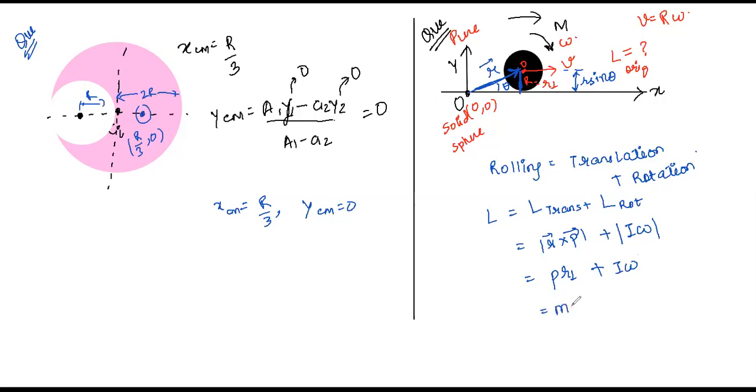Now what about the p value? It is equal to m into v, right? And what is r perpendicular? Radius. So m v r, where v is the forward velocity, and we know that in pure rolling, v is equal to r omega. Are we clear with this, Atul? Yes, sir. I was incorrect. I had mistakenly said 7 by 5. It is 2 by 5 m r square for a solid sphere, right, Atul?